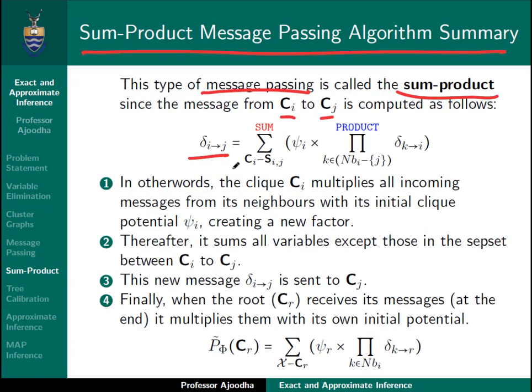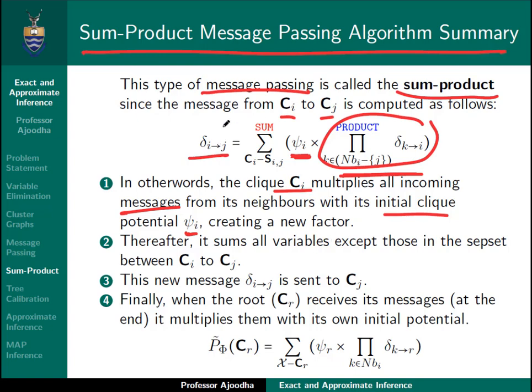Number 1, to compute the message, we need to sum over the clique C_i minus the subset, because we don't want to get rid of the subset. We need to pass the subset through. The initial potential is multiplied by the product of all of the messages that we had previously. In other words, the clique C_i multiplies all the incoming messages, which is this part here, from its neighbors with the initial clique potential, which is this part here, which creates a new factor.